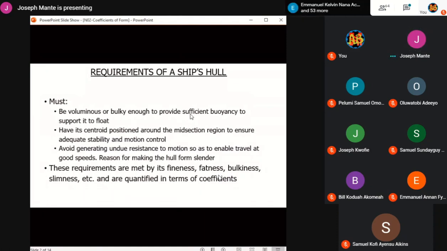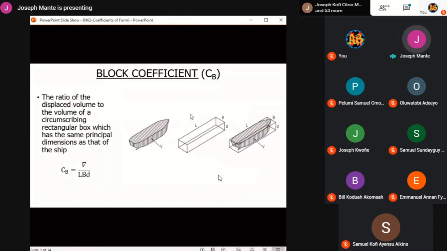So we are saying that a hull must be voluminous or bulky enough to provide sufficient buoyancy to support it to float. Have its centroid position around the midsection region to ensure adequate stability and motion control. Avoid generating undue resistance to motion so as to enable travel at good speed, reason for making the hull form more slender. These requirements are met by fineness, fatness, bulkiness, slenderness, and are quantified in terms of coefficients. So basically, this is the requirement of a ship hull. You can be asked, not basically for examination, but you are asked, okay, so what are the requirements of a ship hull? Then you should be able to say it.